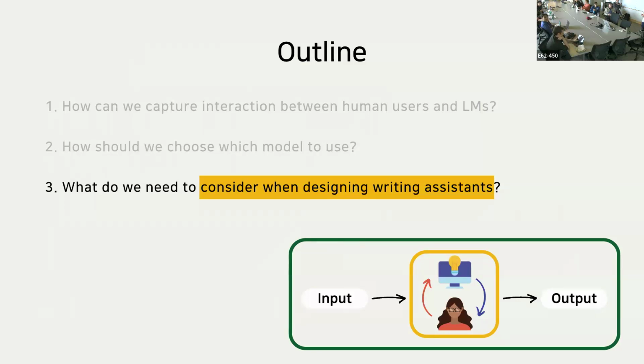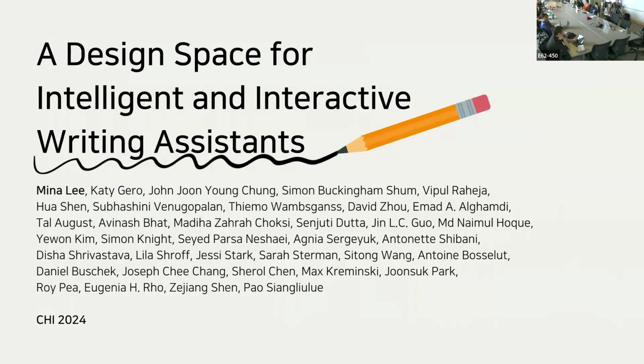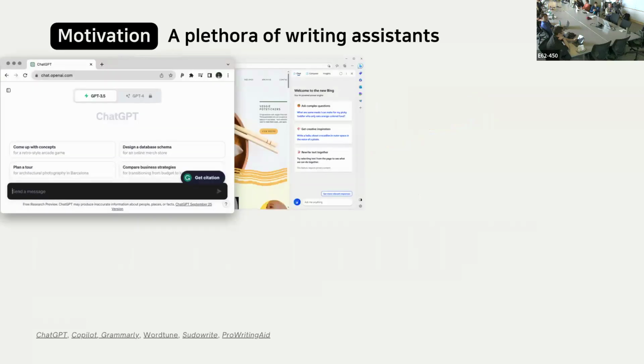Okay, so the third part of the talk is about what we need to consider when designing writing assistants. And this was an even bigger community collaboration, with 36 researchers across 27 institutions. And Shannon was one of them. So this paper is titled A Design Space for Intelligent and Interactive Writing Assistants, which will be presented at CHI.